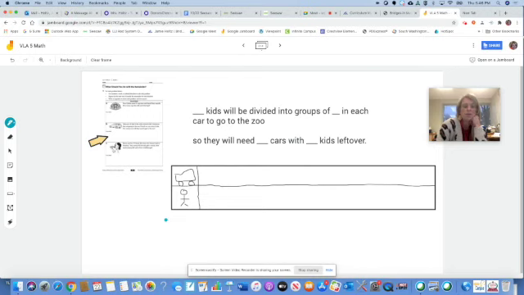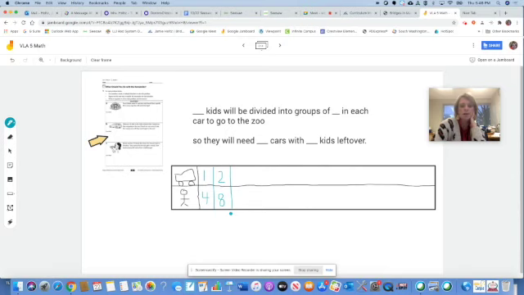I'm thinking of using a ratio table because I know that my rate of change is staying constant. Each car can fit 4 kids. So I'm going to start to fill in my ratio table with that information. 1 car can fit 4 kids. If we have 2 cars, then we will have 8 kids riding. You can use this strategy of a ratio table to help you work out the answer.